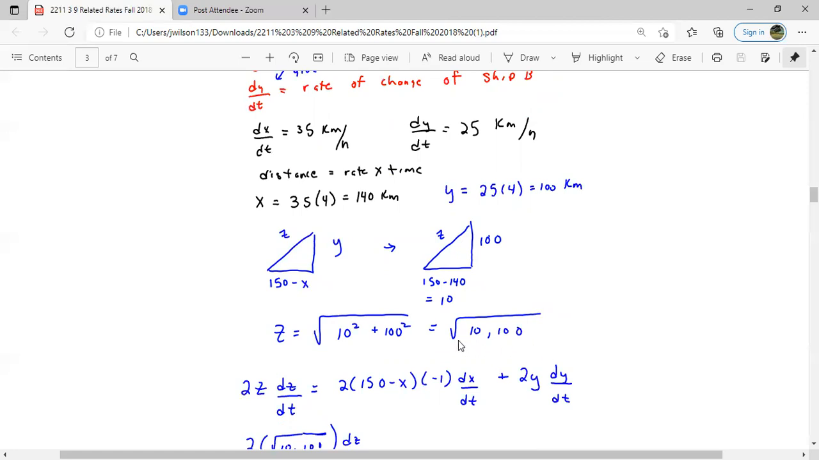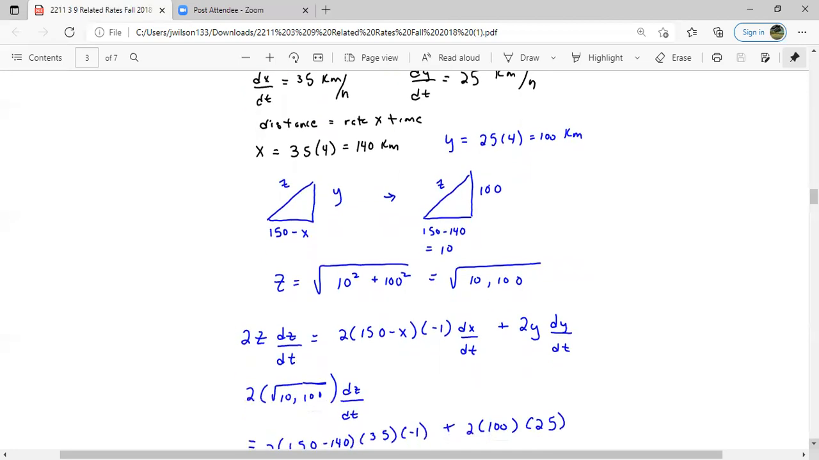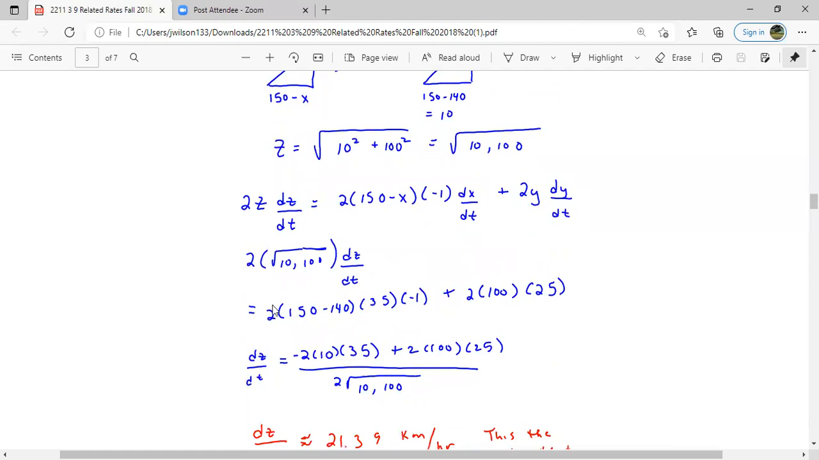Now you can leave it in this format to get the best answer at the end. The earlier you round, the more error you're going to have. So let's wait to round. So I go to fill everything in. I substitute in for Z, and I substitute in for X. I know X is 140, and I substitute in for Y, which is 100, and I've got my rates. And then I can solve for dz dt.